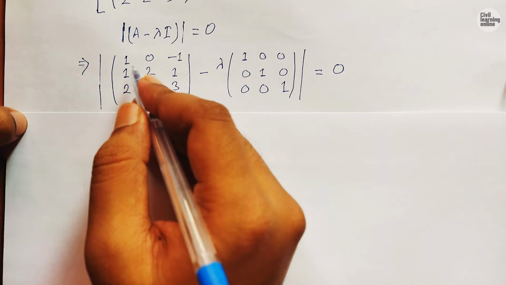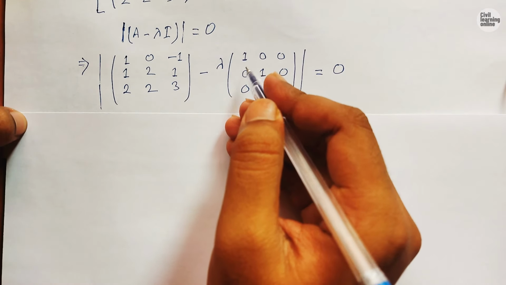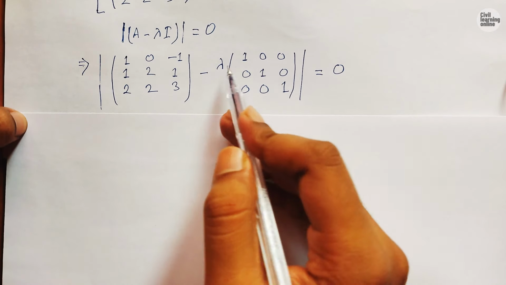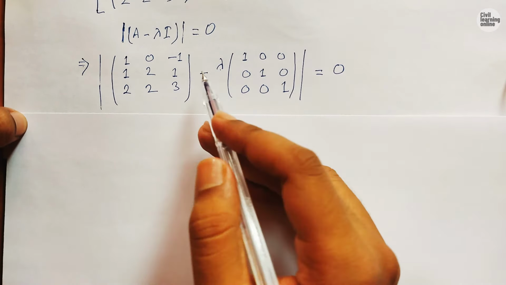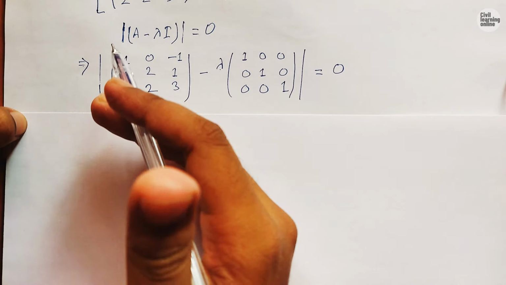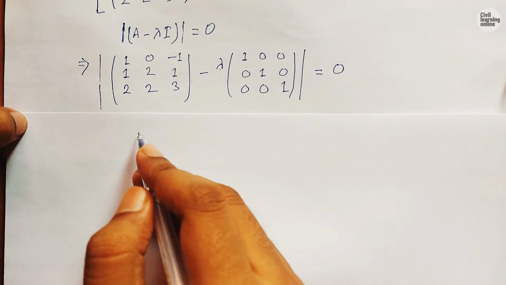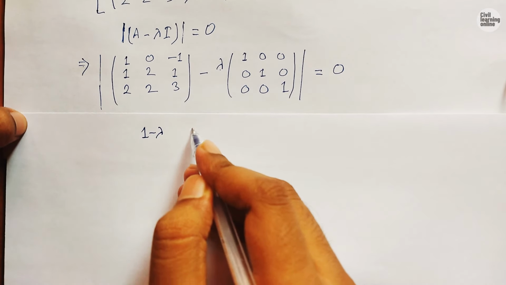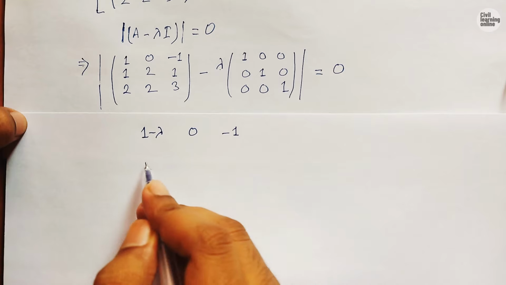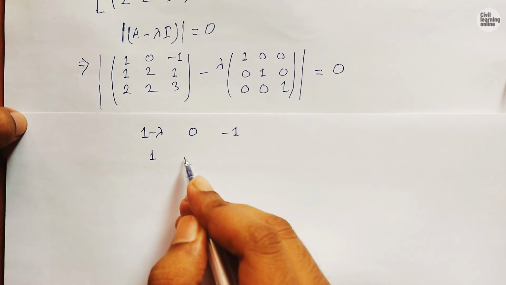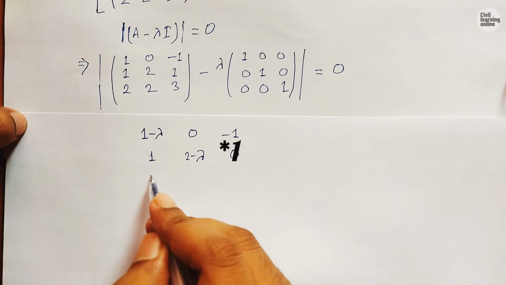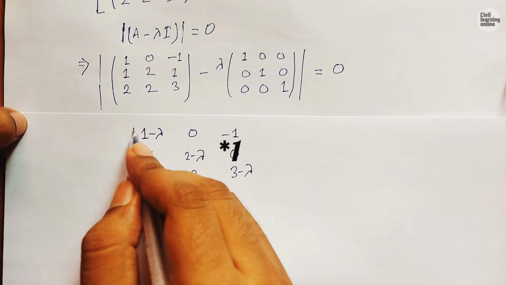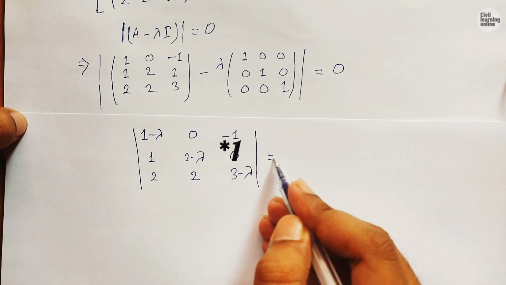So see here we have 1 minus lambda. Here we need to subtract only from the diagonal elements, because all the other elements, on multiplication with lambda, are going to be 0. When we subtract 0 from any number it is as it is, so it brings no change. So the first term is going to be 1 minus lambda, 0, minus 1. Similarly we will have 1, 2 minus lambda, 2, 2, 3 minus lambda, and the sign of determinant equals 0.